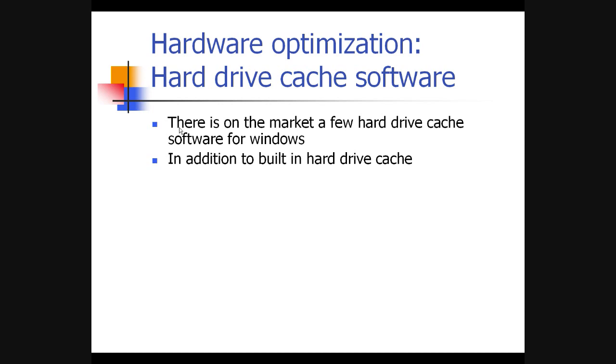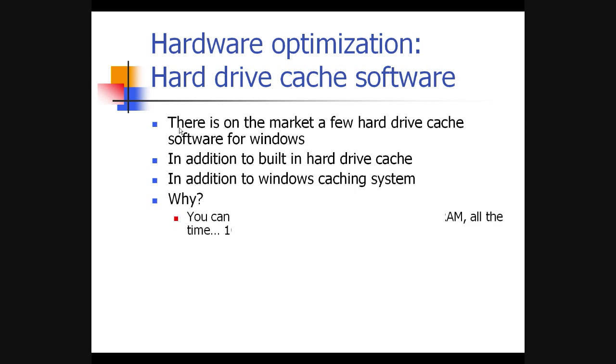It's working in addition to the built-in hard drive cache. It's also in addition to the Windows caching system. So why are you going to add a hard drive cache software when you already have all that in your system? Well, you can set them up to have your whole database in memory all the time, which means that accessing your data is 100 times faster all the time.